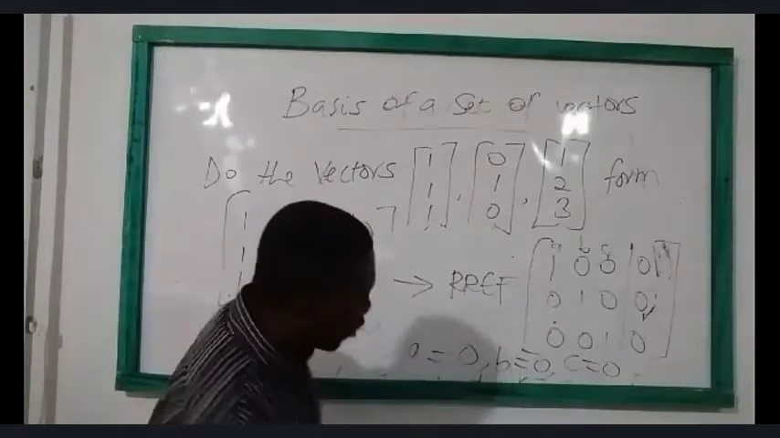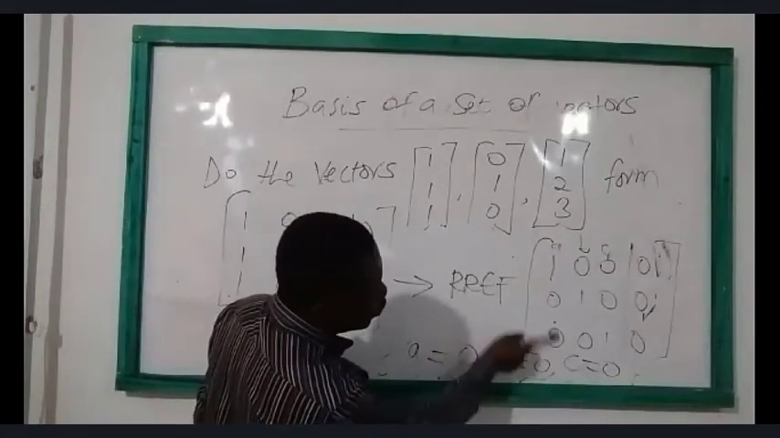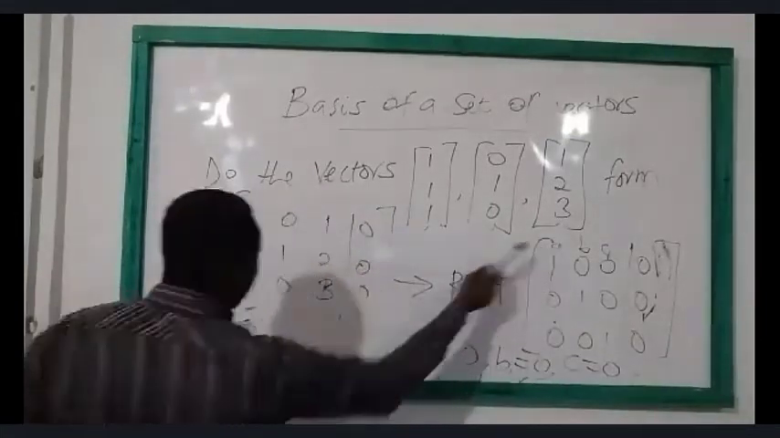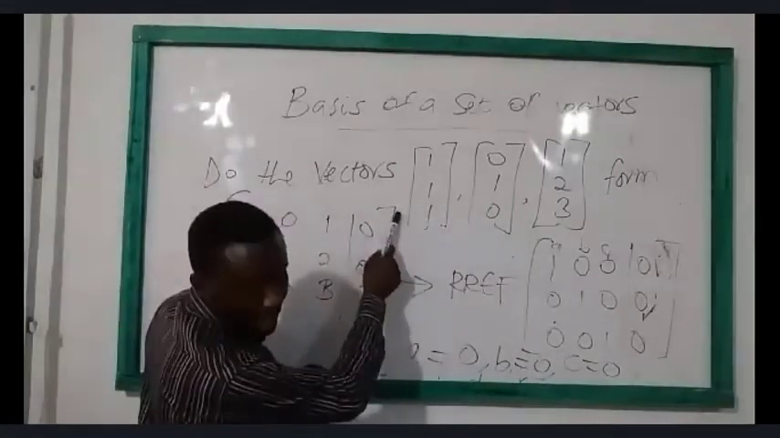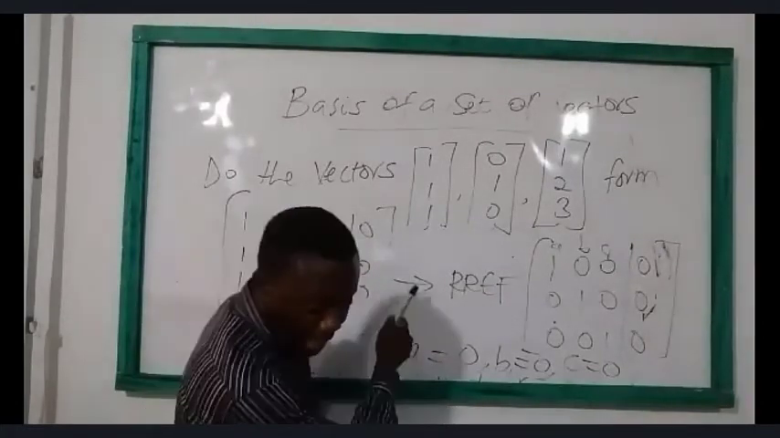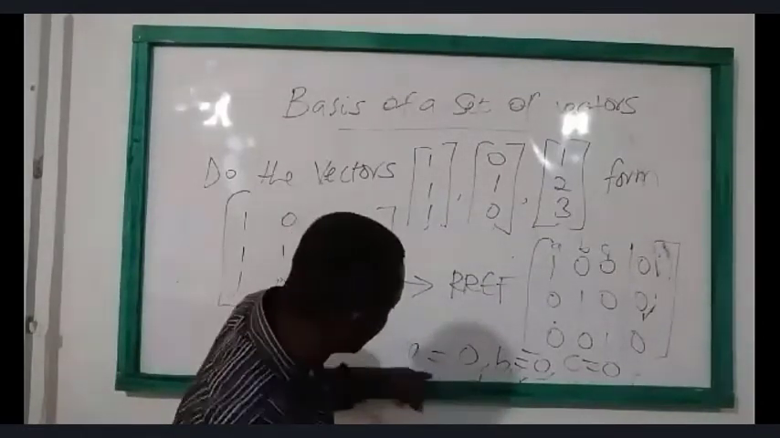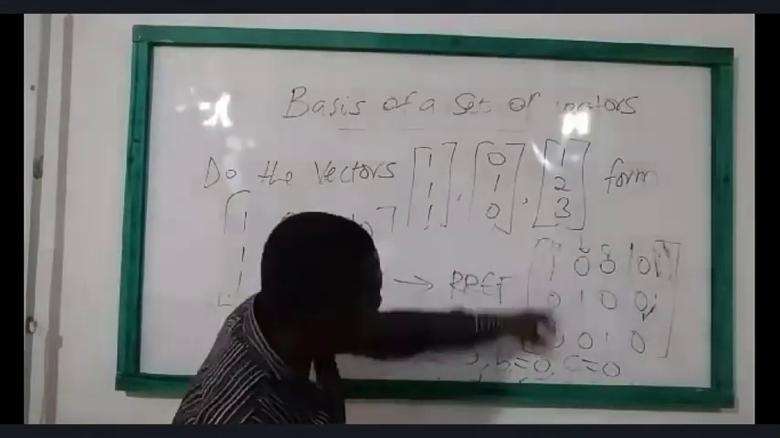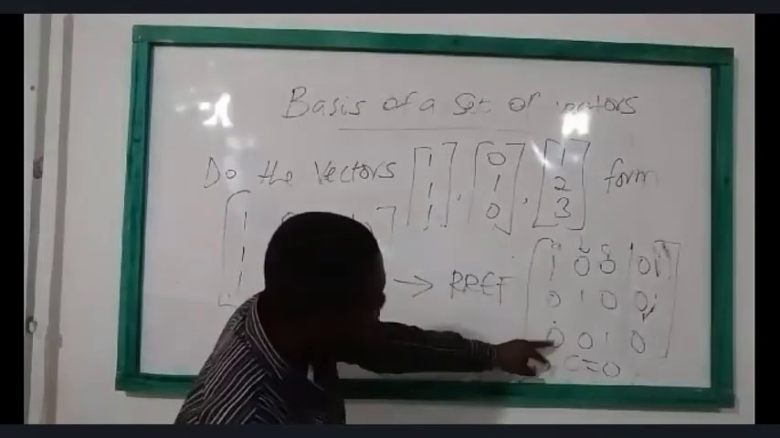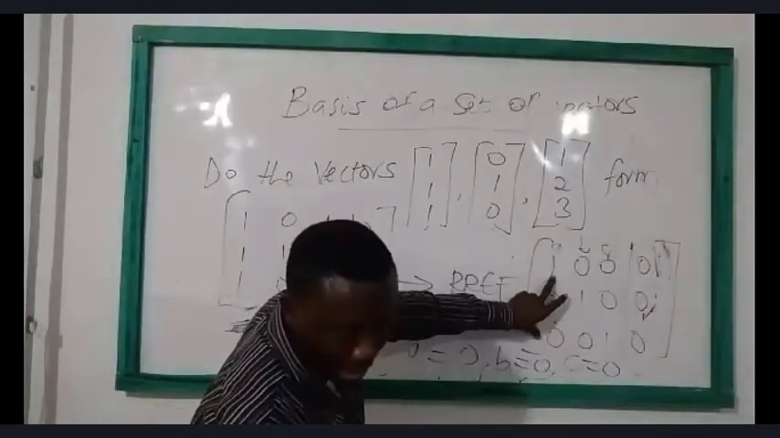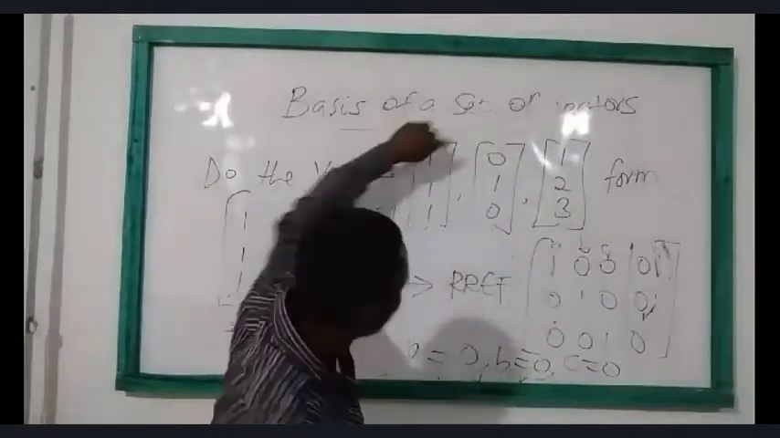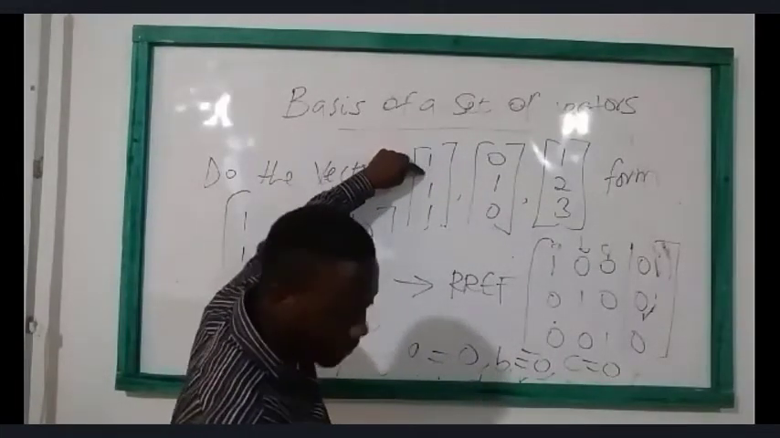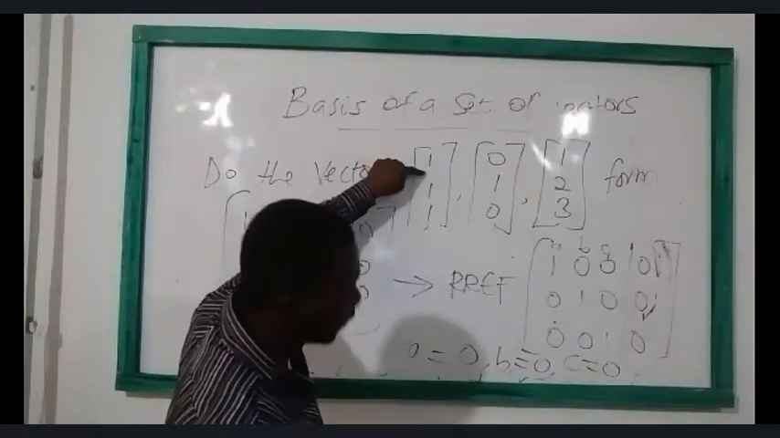Once all the scalars are 0, we are going to trace the first column. That is for A. So it is for this vector. This vector can form a basis because we have gotten the identity matrix. So A will be 0, and you trace it to the corresponding vector. That's the first vector. So the first vector will form a basis.